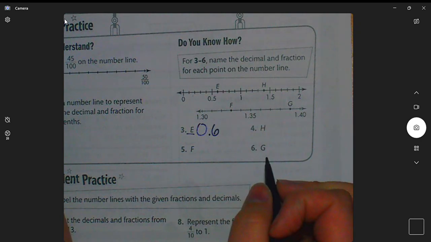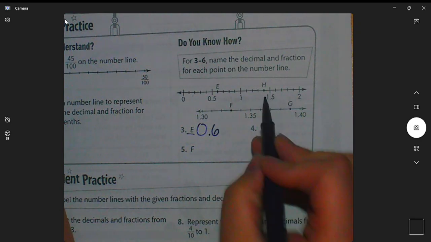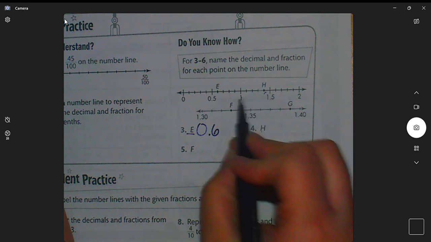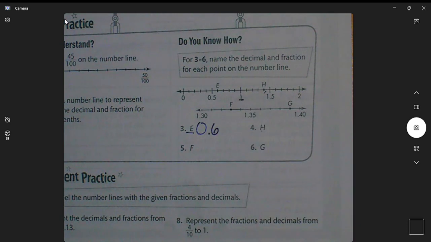Let's keep going. I'm looking for H. Now, when I see a whole number, I'm going to clap. I'm going to clap every time I reach a decimal point. When I say that decimal point, its name is AND. So we're going to count from 1 to 2 using our decimal points.